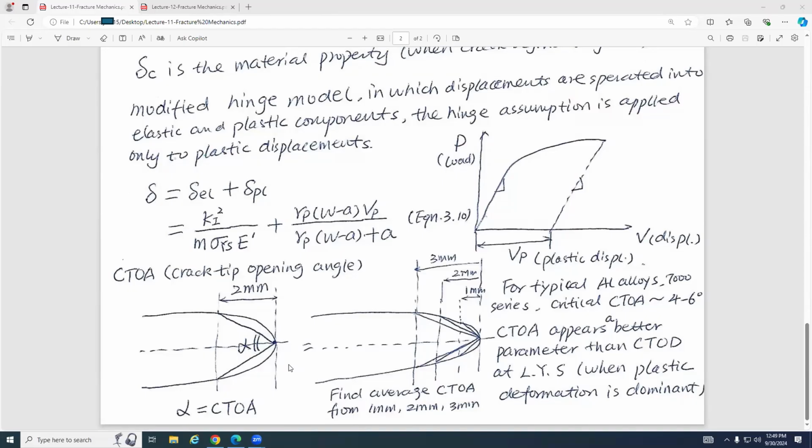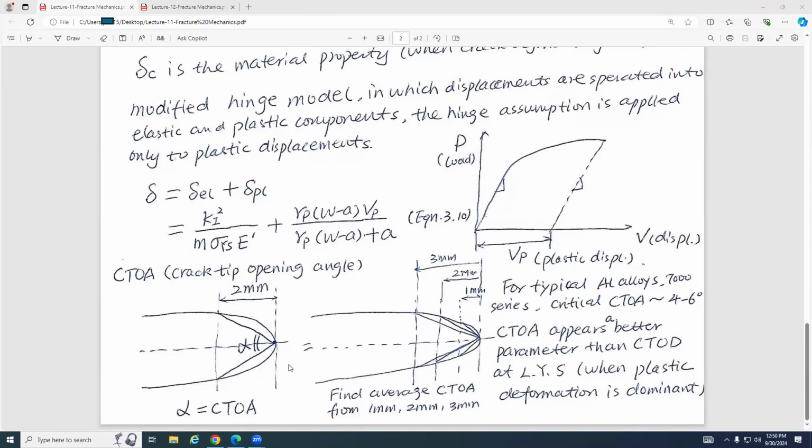And the same thing, I draw another vertical line, which is 2 millimeter away from the crack tip. And same thing, I have this new alpha angle. And thirdly, for the 3 millimeter line, I have another angle. So these are 3 angles. That's the average CTOA from 1 millimeter, 2 millimeter, and 3 millimeter. So this one, I like much more than the single measurement, because we have an average, and so different people's values are much closer.